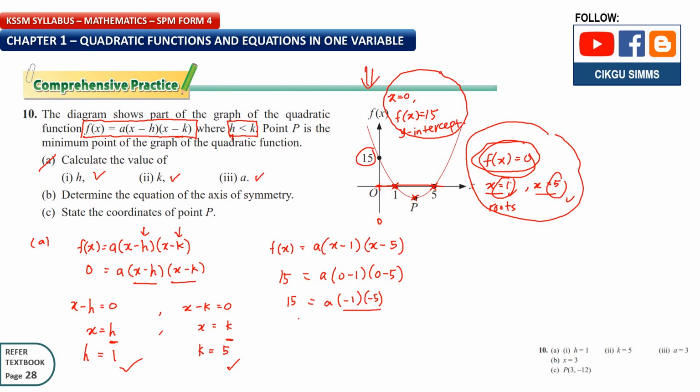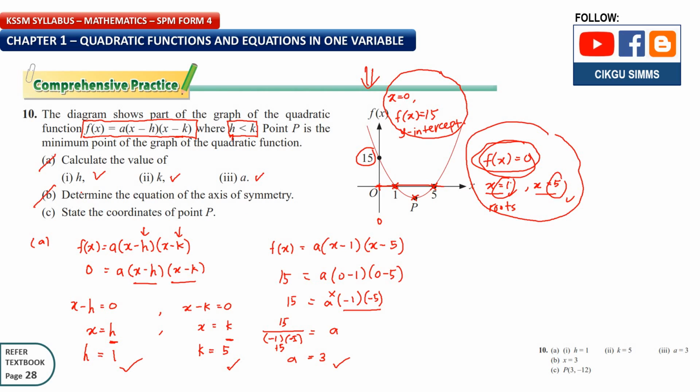So I can move this 2 to the left side. So the relationship is multiplied. So when you move it there, it becomes division. So divide 15 by negative 1 and negative 5. So the answer is 3. Because negative times negative is a positive. 1 times 5 is 5. So 15 divided by 5 is 3. So I got my value for h, k, and a.